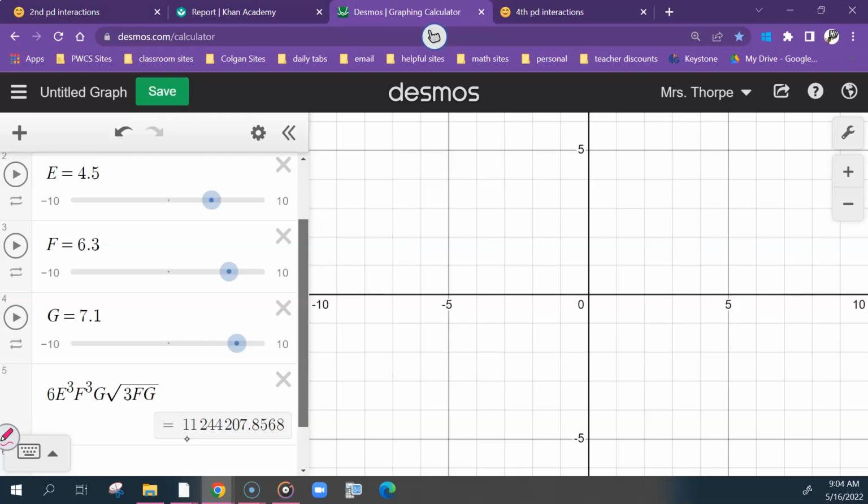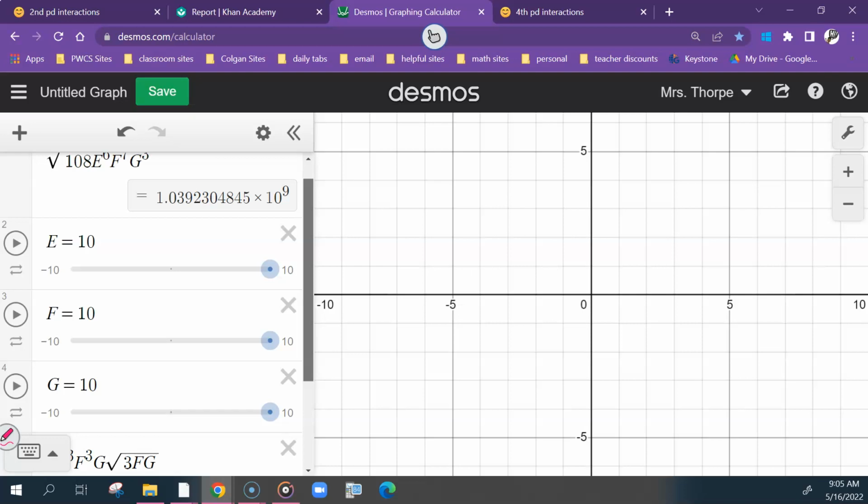As long as for square roots they're not negative, anything. If I change this to 10, let's say I make them all 10, this number still matches this one. Yes.